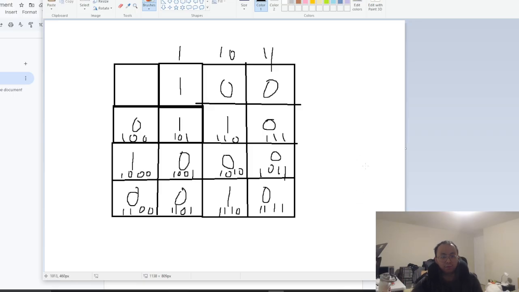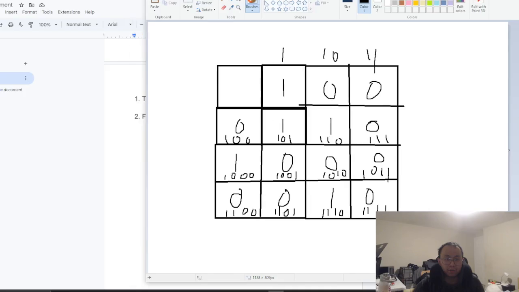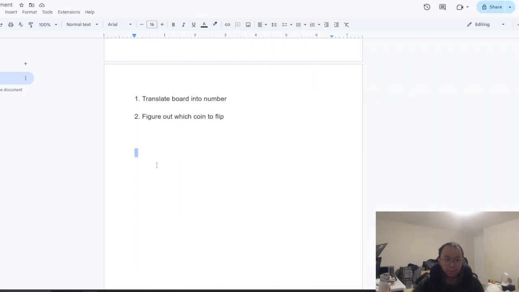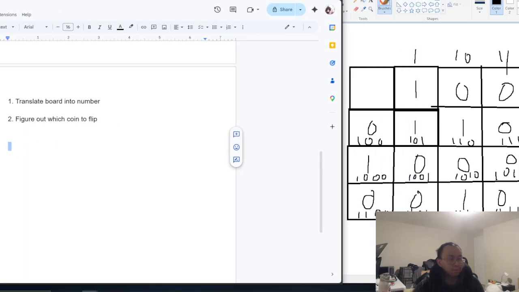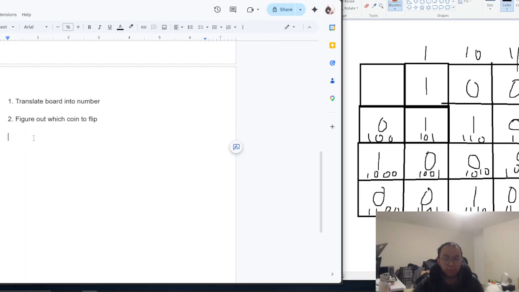Now, this board, what does this read? Well, we're going to be using this document to keep track. What number does this board read? So we have 1 plus 101, let me just align them, plus 110 plus 1000 plus 1110. Because those are the numbers that have a heads up coin, or whatever we choose.